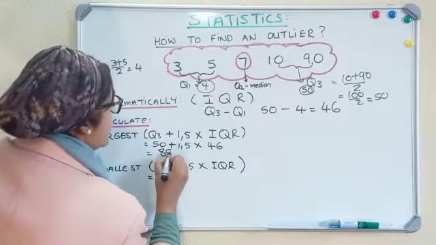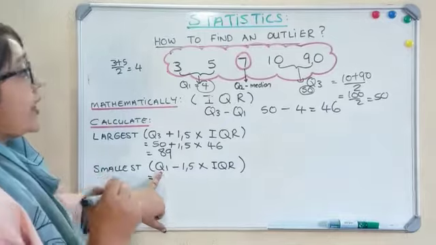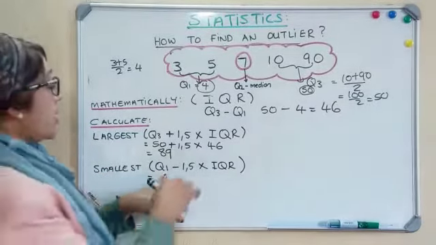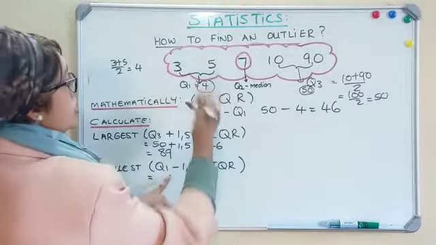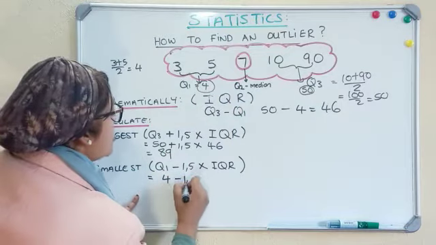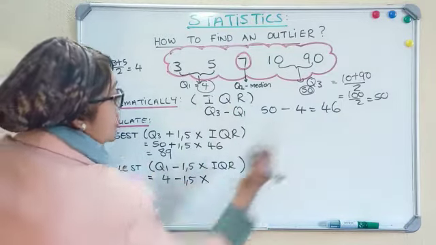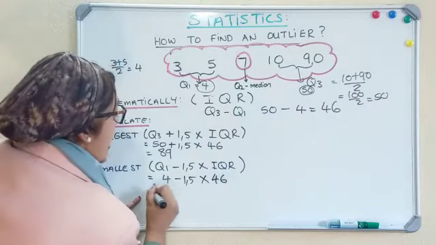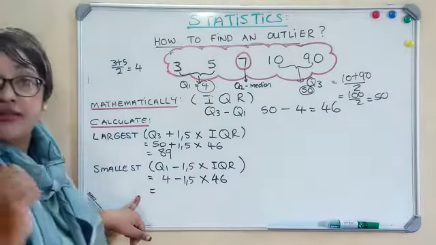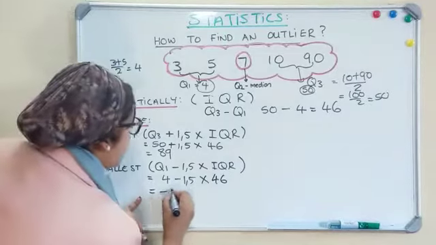Okay, and the next one, Q1, you can use a calculator and double check. Q1, which is 4 minus 1.5 times the IQR, which is 46. And that will give you an answer of negative 35.